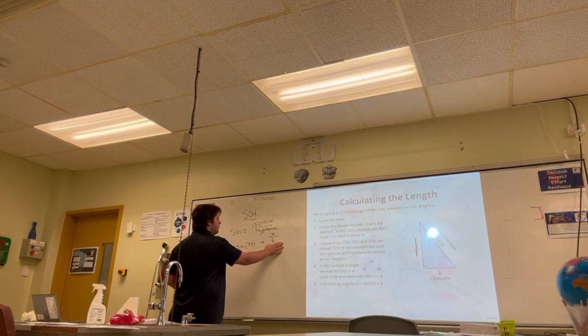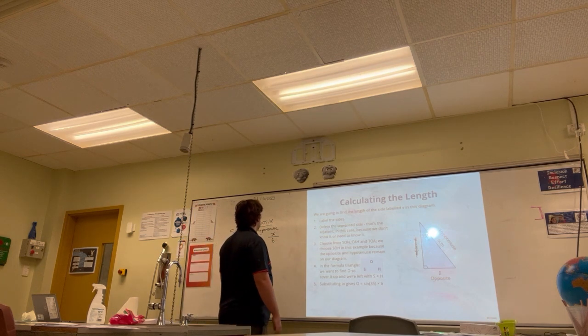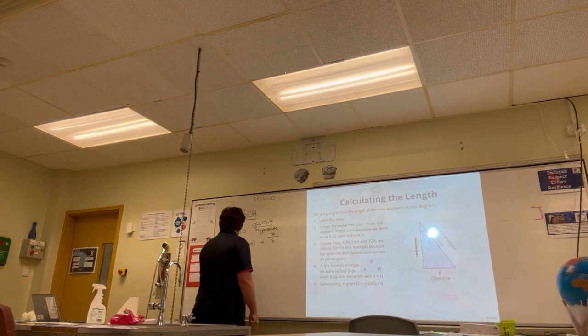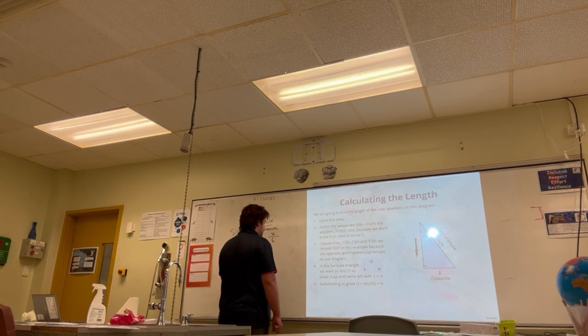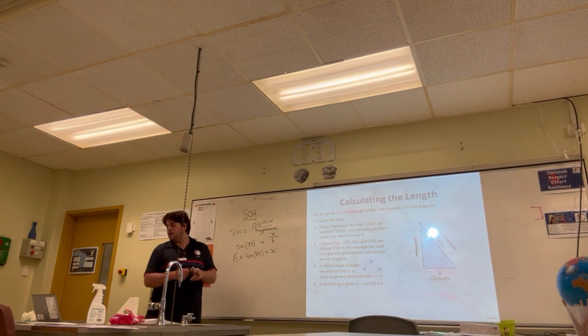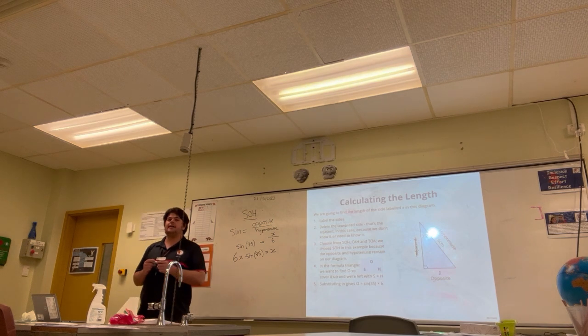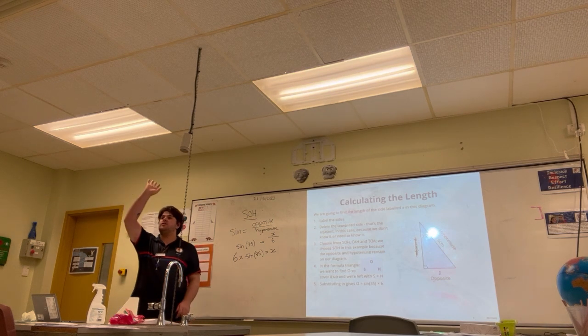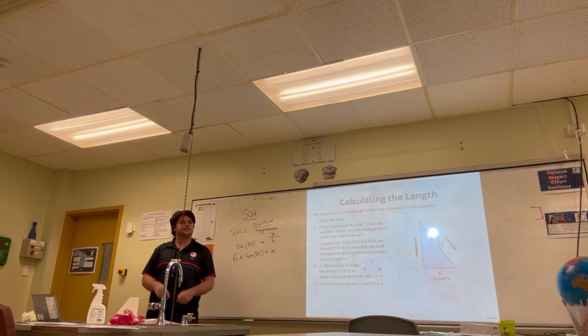We need to do what we do on one side, we need to do to the other. So the only way we can cancel 6 is to times it. So 6 times sine of 35 is equal to x. Please input that into your calculators, and once you've got an answer, please raise your hand to indicate that.